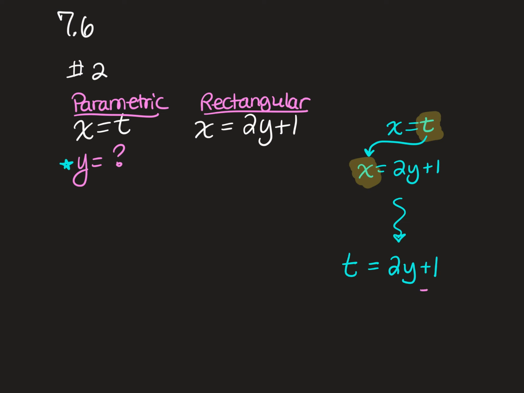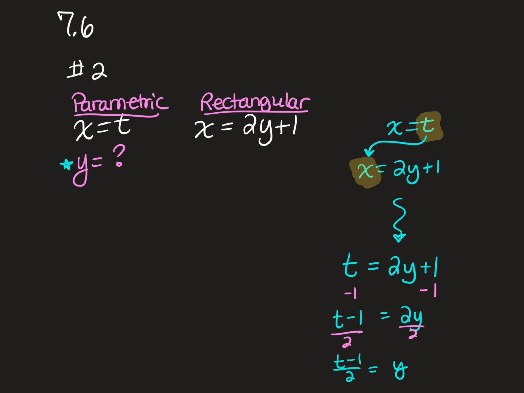So in this equation that I've written, I'm going to subtract 1 from both sides. I get t minus 1 equals 2y. And then I'm going to divide both sides by 2. So what I get is t minus 1 over 2 equals y. That is what I was looking for for my parametric equation.